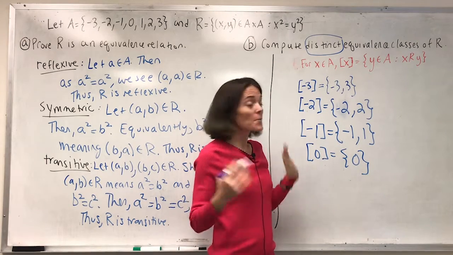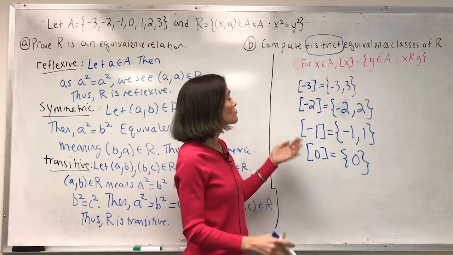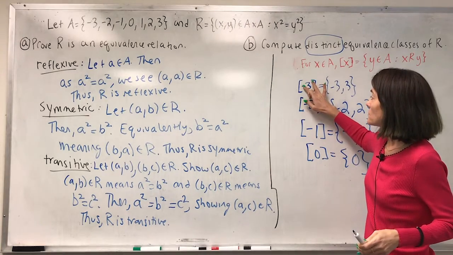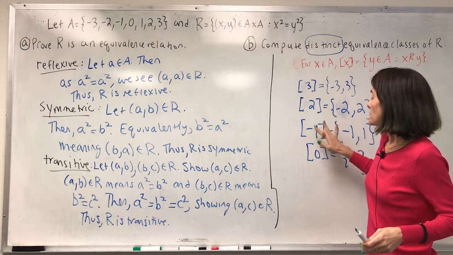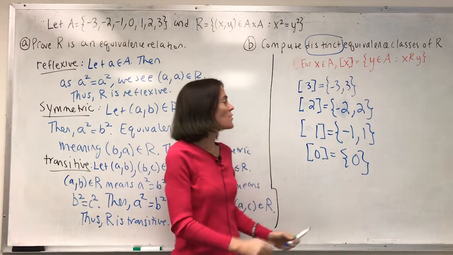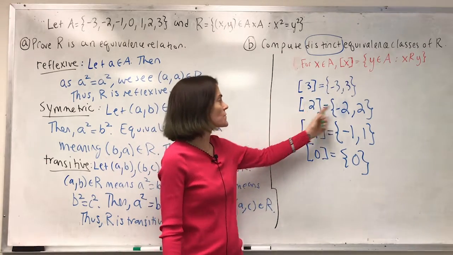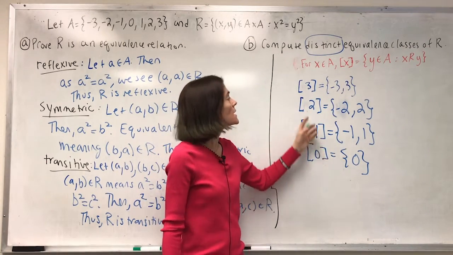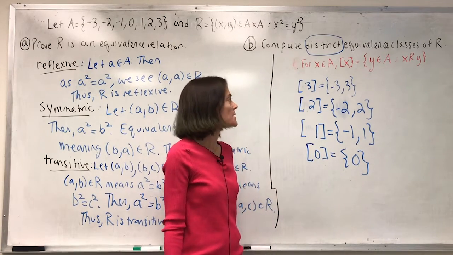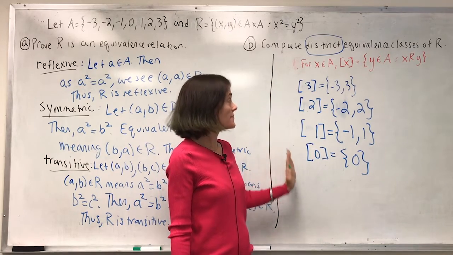Okay? Someone else, so this answer is done. Someone else may have represented it differently. They may have done this. And this is also correct, because this is the class of 3, 2, 1, 0. This is just a different choice of representative for the same class. This is okay. It's just a different way of writing the exact same thing.